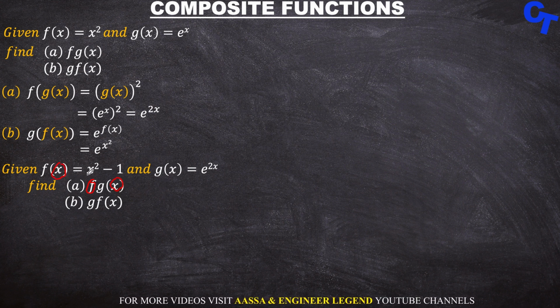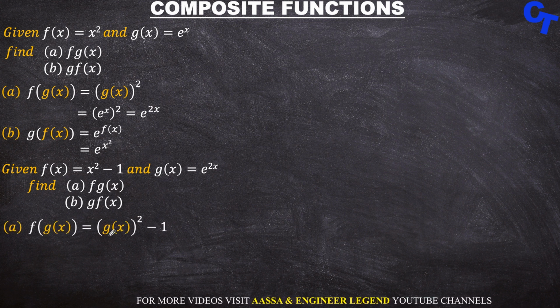So when there's x, we're going to put g of x, right? When there's no x, we're going to leave it like it is, right? Okay, so that means we're going to say g(x) squared minus 1, because this is where we have x, so we're going to put g(x), and 1 is a constant. We don't have x, so we're going to leave it like it is.